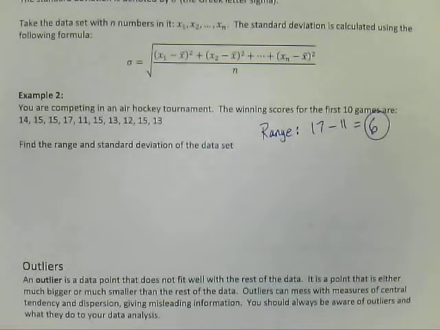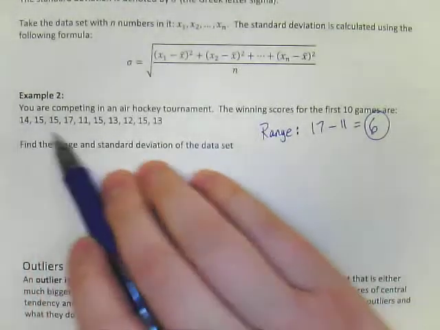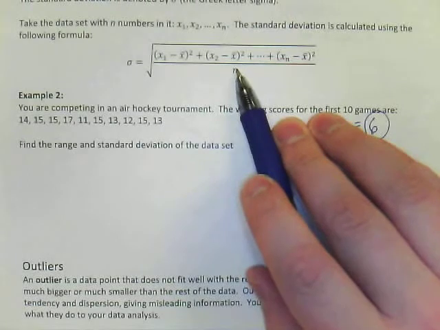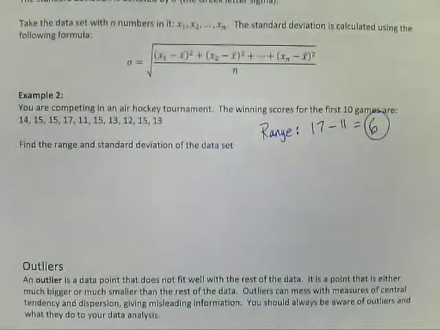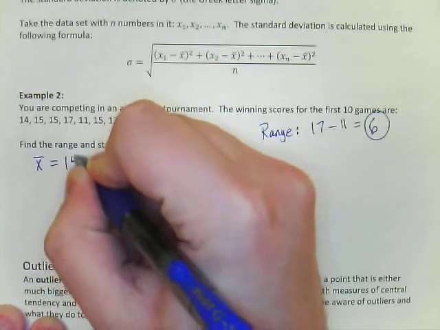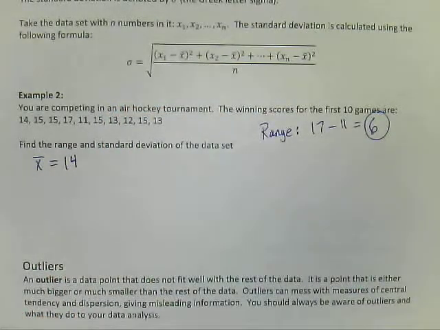Then for the standard deviation, first of all, we need to know the average and also how many things are in the data set. There are 10 things in this data set, so that's n in this formula. And then the average: in this video, I'm going to assume that you already know how to calculate the average since we did that in the last video. So the average of this data set, x bar, is 14. That's what we're going to use when we're calculating standard deviation.